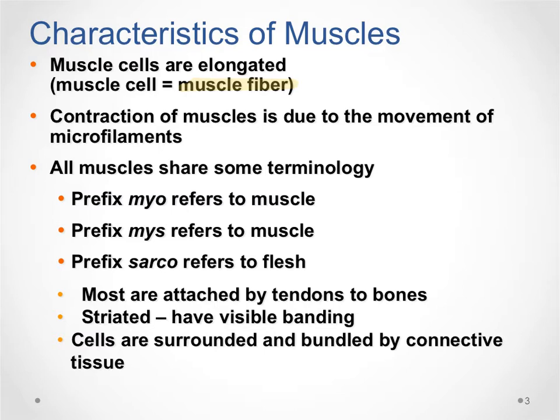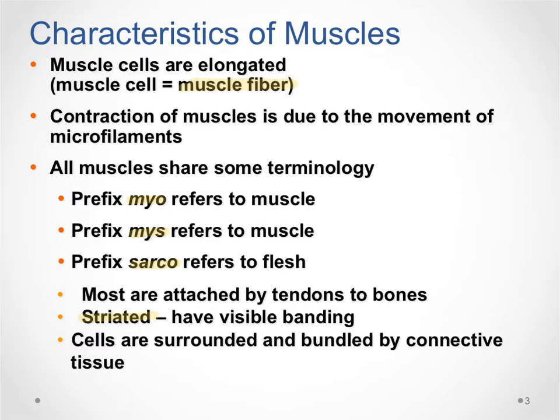All muscles share some terminology, some prefixes that you will see in this unit referring to muscle. Could be myo, mys, or sarco. All of those refer to muscles. Most muscles are attached by tendons to bones, and some muscles will have visible banding patterns. We call these striations. You may remember that term from when we looked at the tissues on muscles. Skeletal muscle and cardiac muscle are both striated.